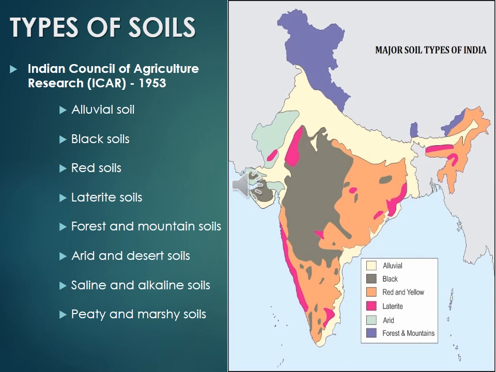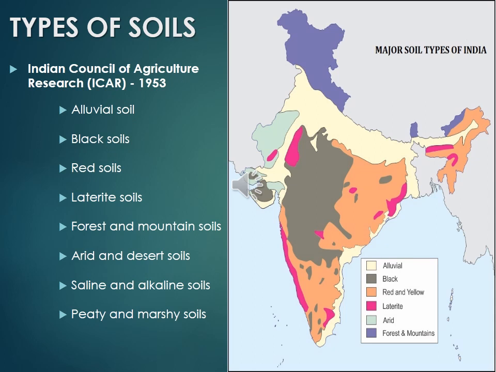Yeah, there are 8 types of soil in India. The Indian Council of Agriculture Research, shortly called ICAR, which was set up in the year 1953, divides the soils of India into 8 major groups.